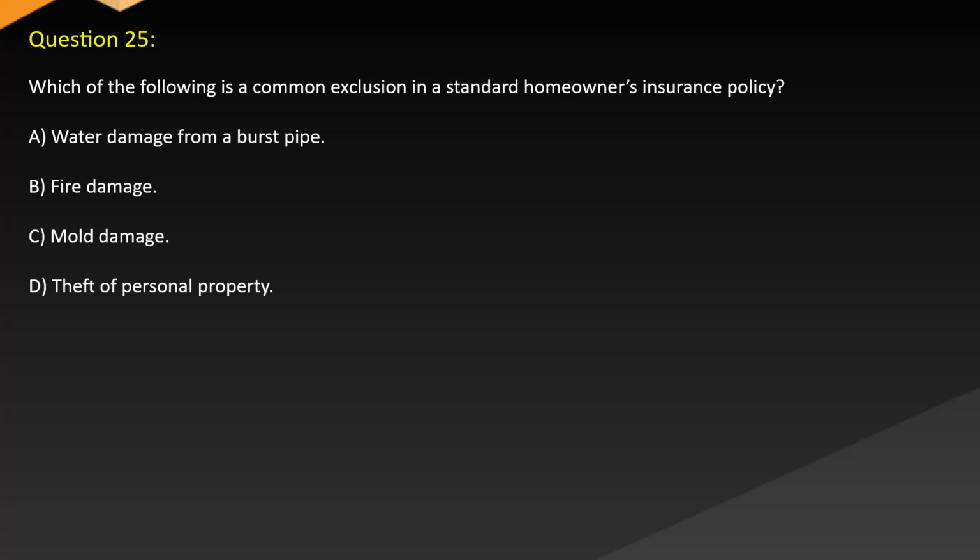Question 25. Which of the following is a common exclusion in a standard homeowner's insurance policy? A. Water damage from a burst pipe. B. Fire damage. C. Mold damage. D. Theft of personal property.